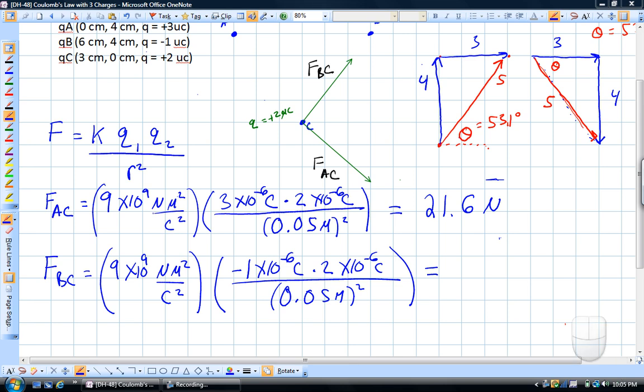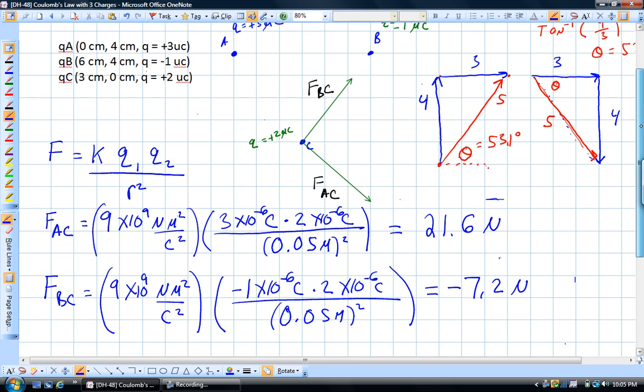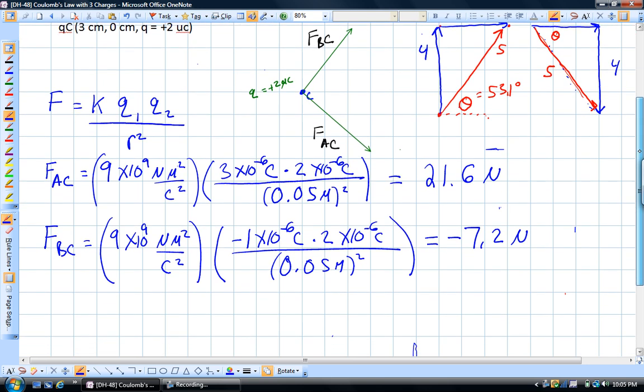Now for those of you that are really good, you can see the only difference between this and this is 2 times 3 is 6, and negative 1 times 2 is negative 2, so you'd expect it to be negative a third of that, and it is. Negative 7.2 newtons. And all the negative means is that they're going to be attracted to one another. So this negative charge and this positive charge are attracted, which is exactly what we would expect.